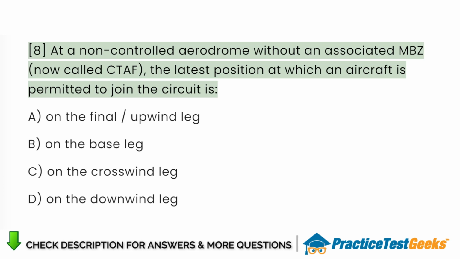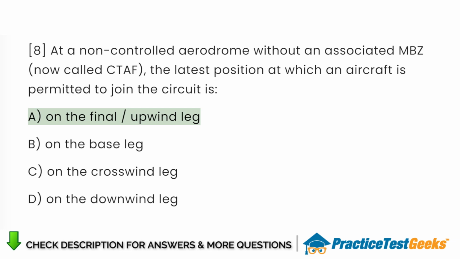At a non-controlled aerodrome without an associated MBZ, now called CTAF, the latest position at which an aircraft is permitted to join the circuit is: A. On the final upwind leg. B. On the base leg. C. On the crosswind leg. D. On the downwind leg.